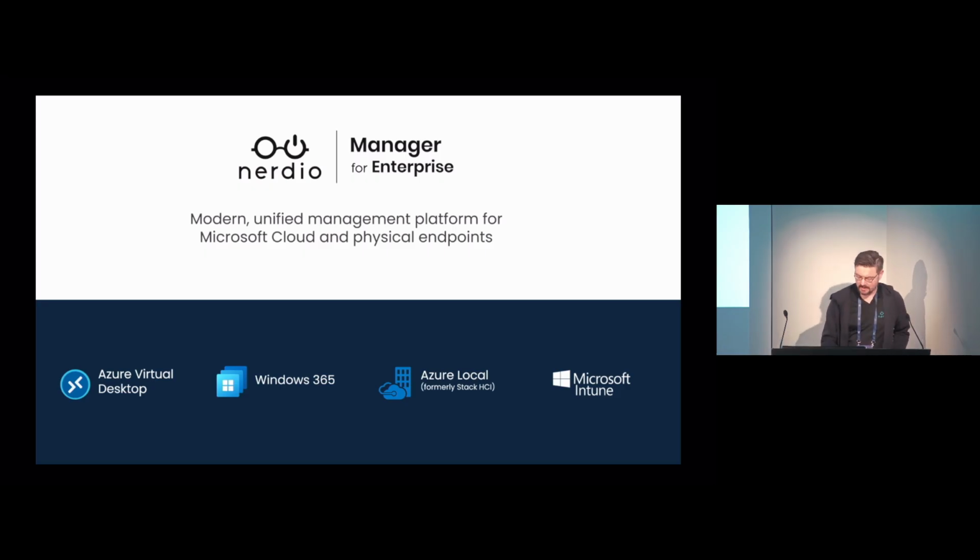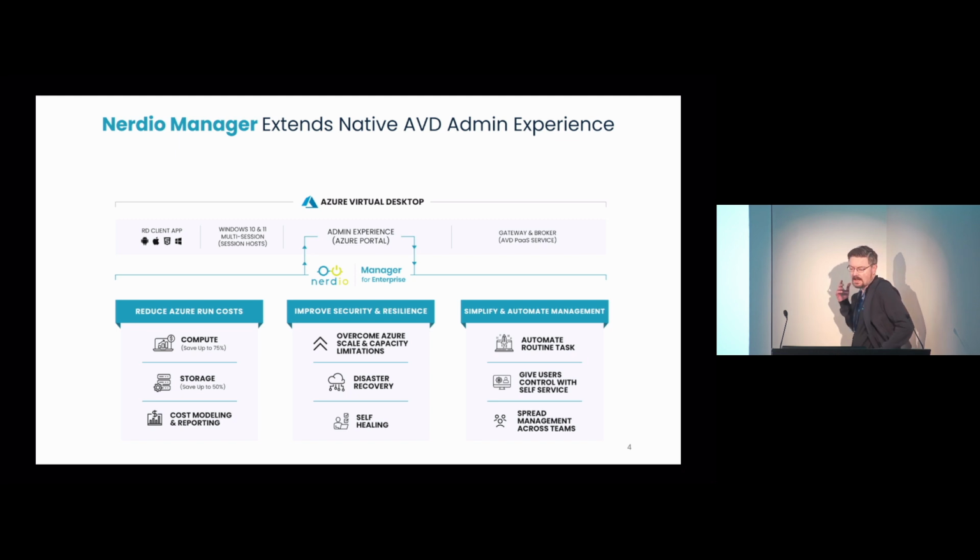So there's three main things. We can help with reducing the run costs. We do optimization. We make sure you're only running machines when you need them. We can help with scaling limitations, improving resilience, so setting up DR, that kind of thing. But the one we're going to look at today is automating routine tasks, particularly as it relates to image management.